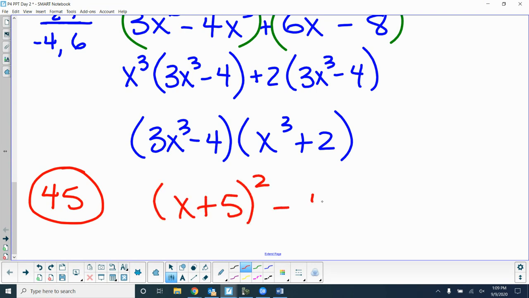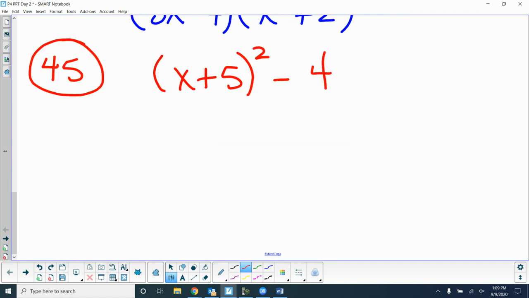But this is a difference of squares right here, actually. You've got this quantity squared minus, there's your difference, another perfect square. So you make your two sets of parentheses, and you take square roots. What's the square root of x plus 5 squared?